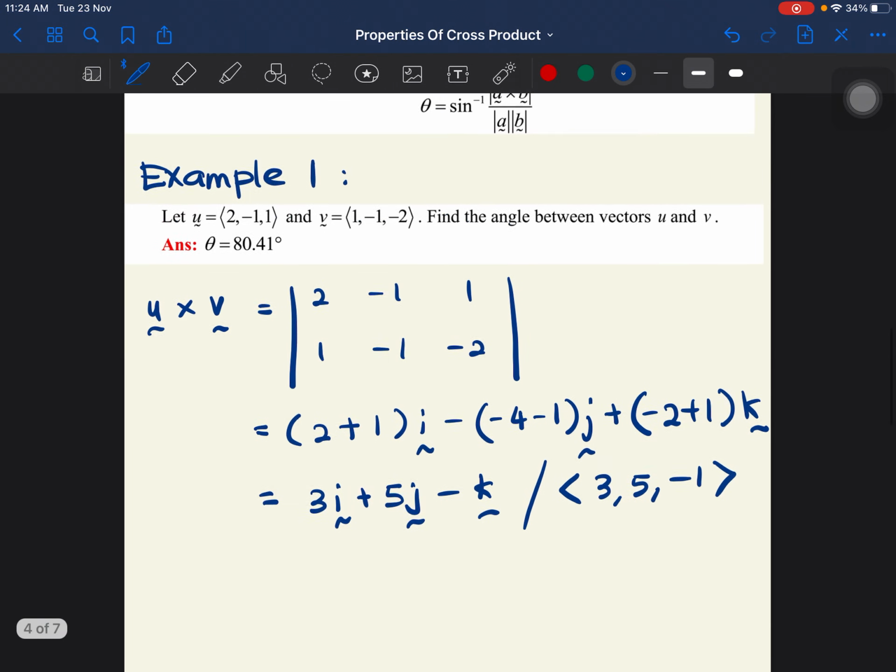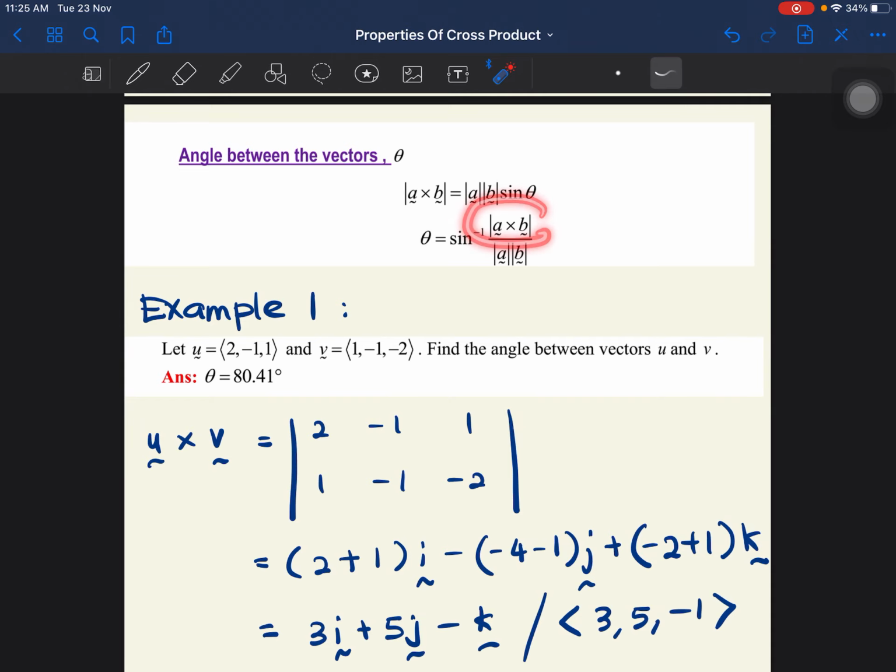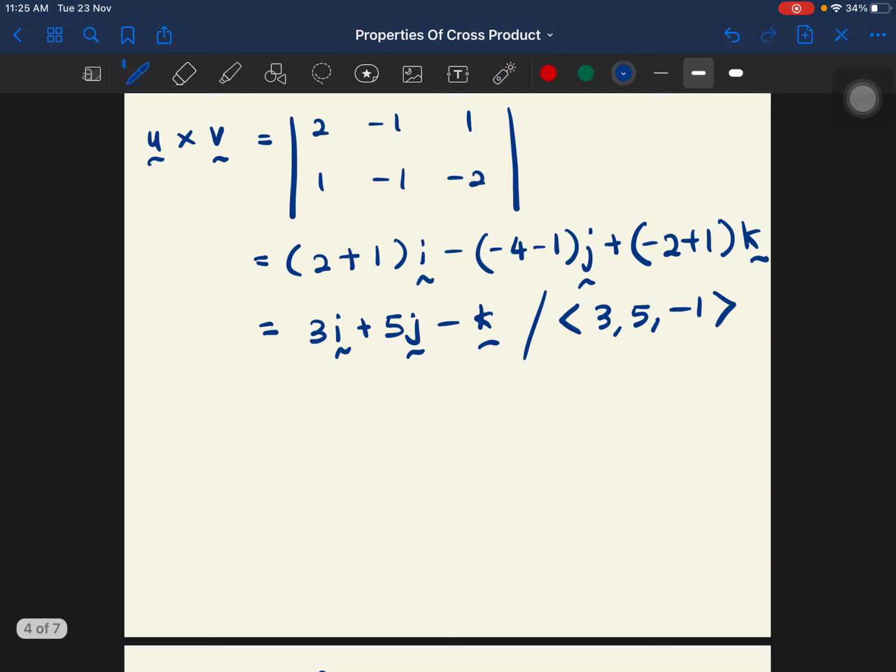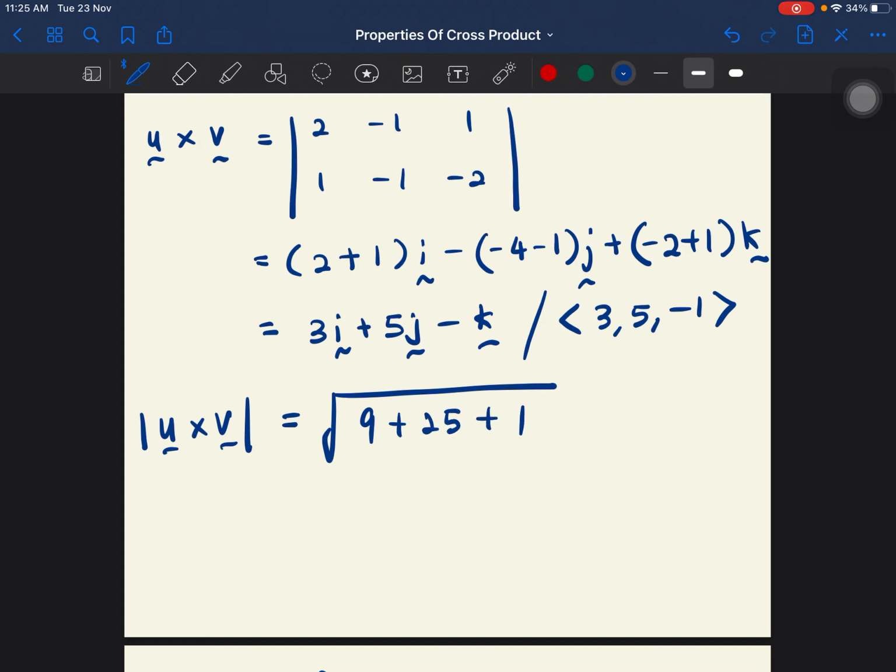Okay, so the next one, as you can see here, we need to find the magnitude of U cross V. So the magnitude of U cross V is equal to the square root of 3 squared, which is 9, plus 25, plus 1, which is equal to square root of 35. How do I get this? 3 squared plus 5 squared plus negative 1, the whole thing squared, will give you this answer, 35.